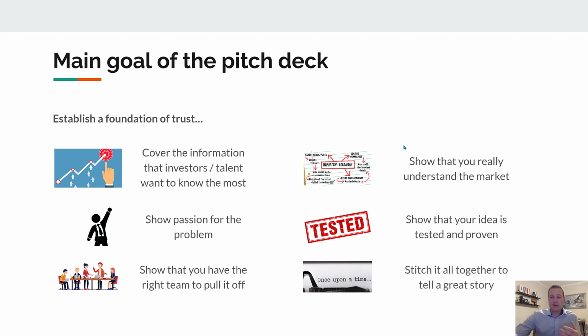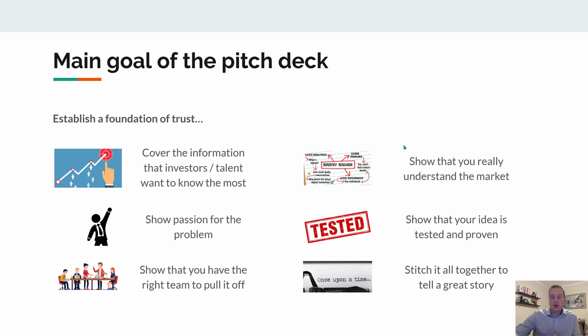And then the last thing is you need to be able to stitch it all together and tell a great story. As you're going through this deck, you're looking at all of the slides and saying, hey, this is a great, compelling story. All this stuff is adding together to create a narrative that says, hey, they really can actually pull this off.